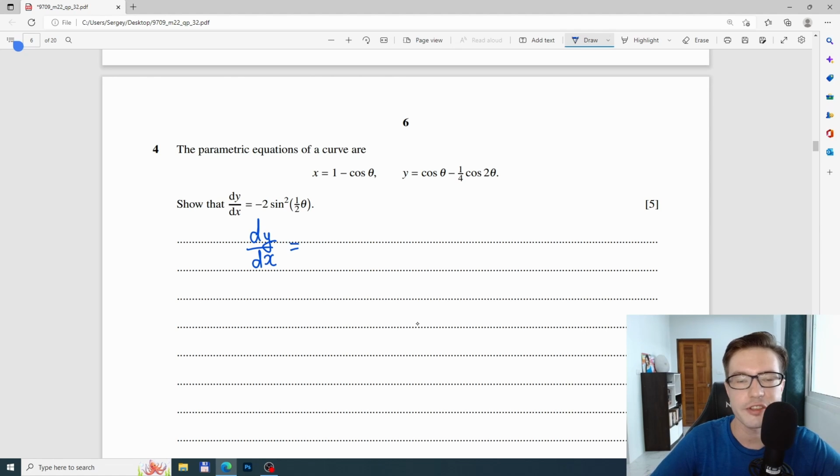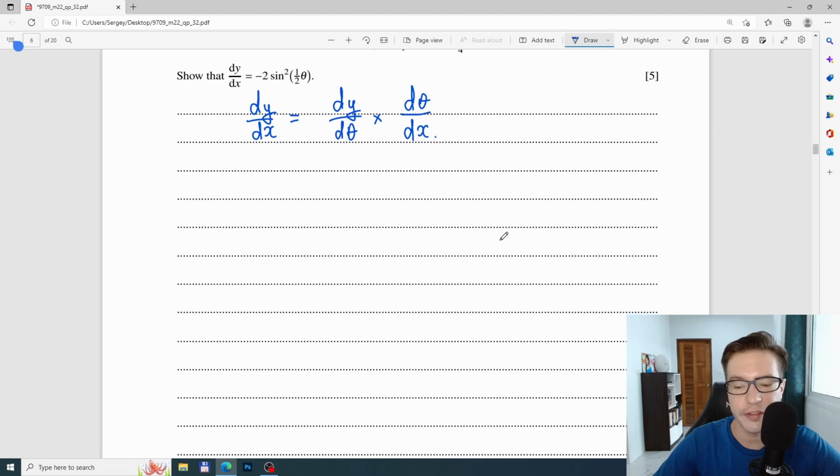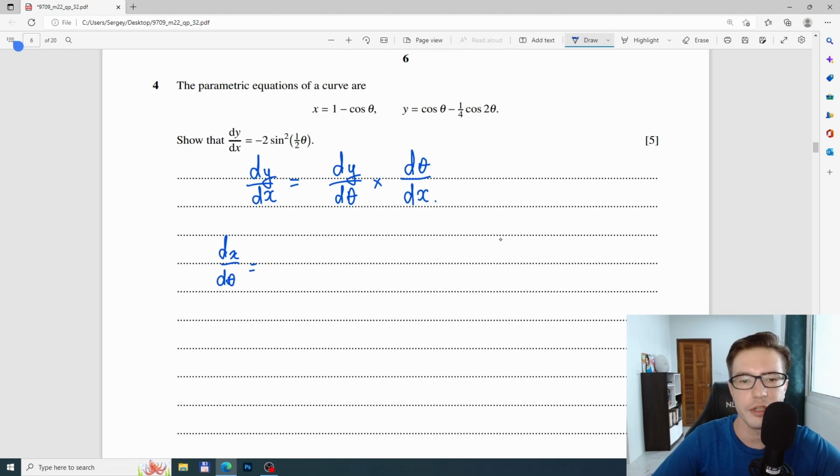But we have x in terms of some other variable theta. So we could do dy over d theta. Then because we're looking for dy over dx, we don't need d theta, so we're going to multiply by d theta over dx. I will have to find both dy over d theta and dx over d theta. Let's start with dx over d theta. It's going to be the derivative of 1 is 0, then minus the derivative of cosine, which is minus sine theta. Minus and minus will cancel out, so we got sine theta.